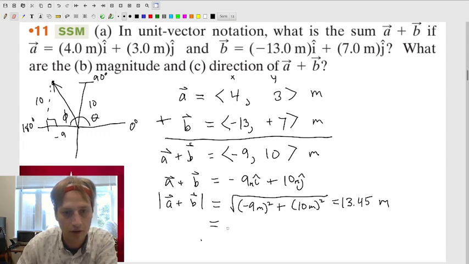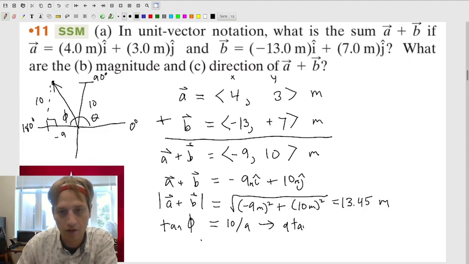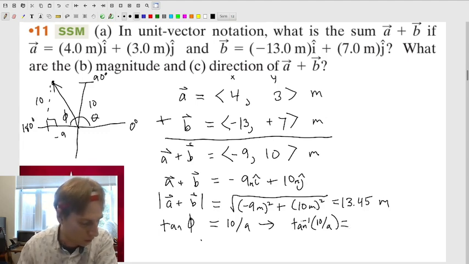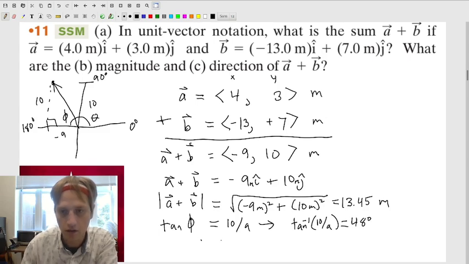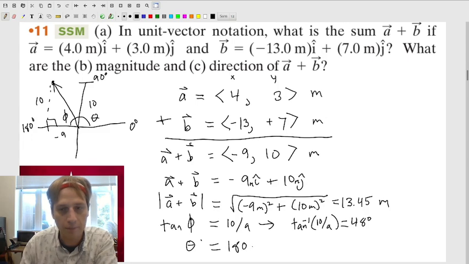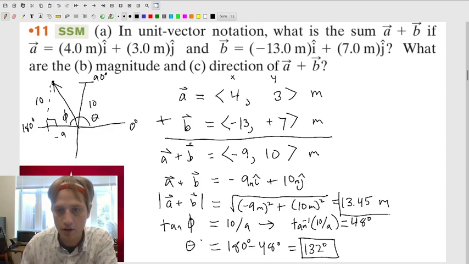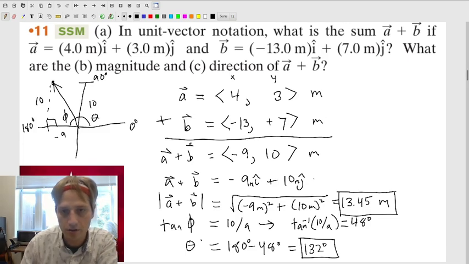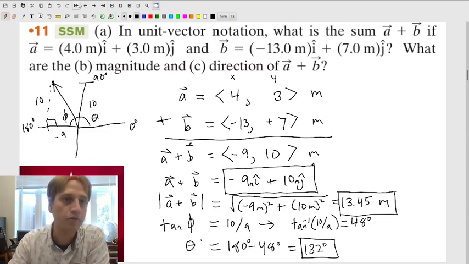Well, let me put it this way. Tangent of that is going to be 10 over 9. So a tan, or inverse tangent on your calculator, of 10 over 9 is equal to 48 degrees. Then your direction on this is going to be 180 minus 48 degrees, which is equal to 132 degrees. All right, so there's your direction, there is your magnitude, and there is your vector. That should hopefully be review from Physics 104.